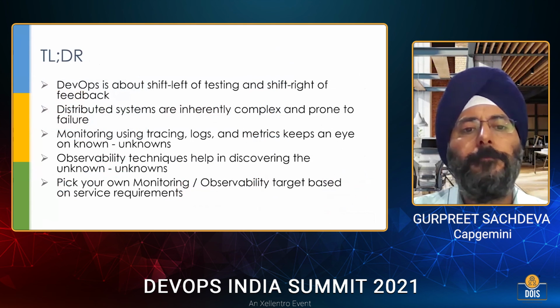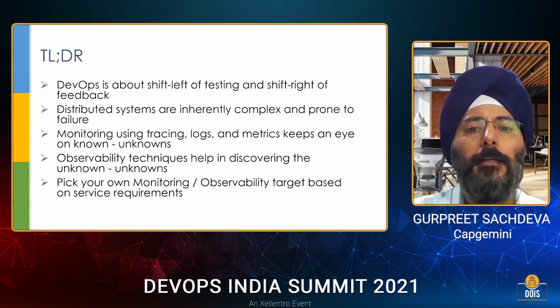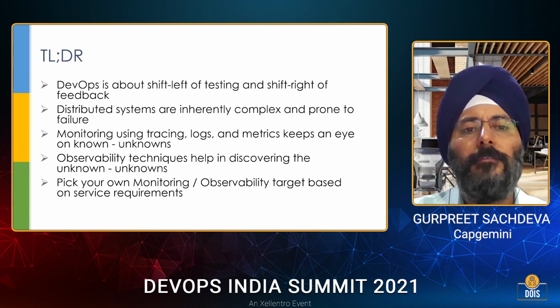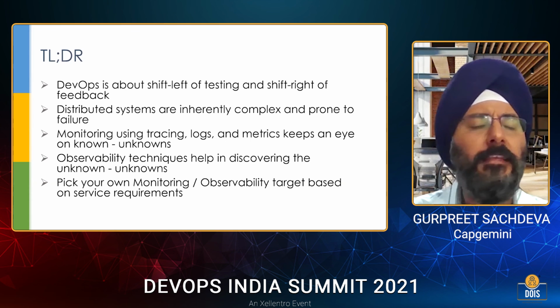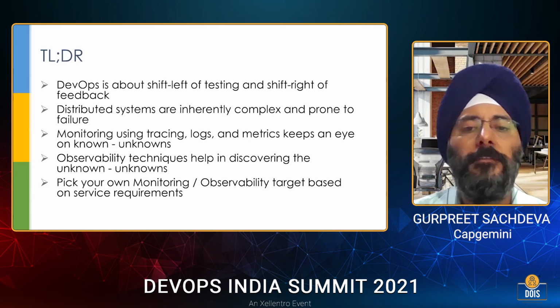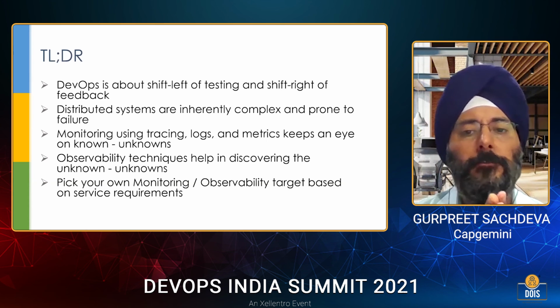So in summary, we can say that while the DevOps practices are generally associated with shift left of testing, it also emphasizes shift right of feedback. This is in accordance with the second way of DevOps. Modern systems are increasingly using technologies like microservices, cloud-native architectures, horizontally scalable systems, etc. We must keep in mind that distributed systems are inherently complex and prone to failure.